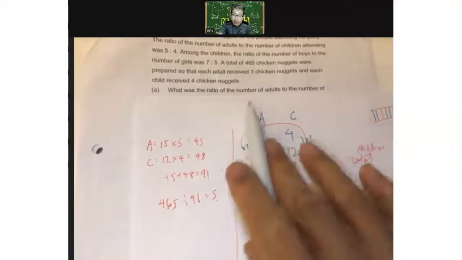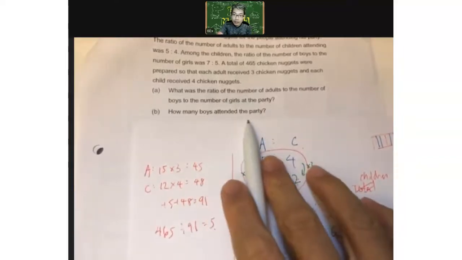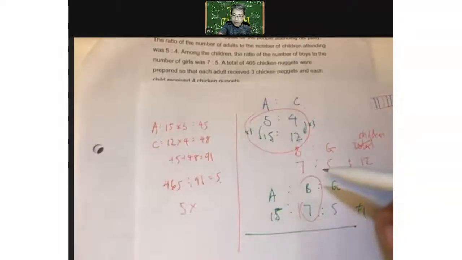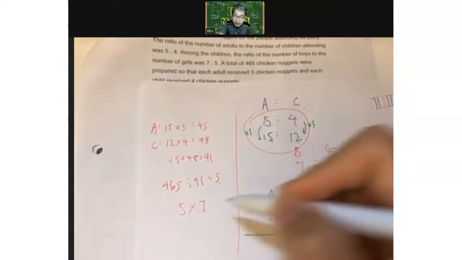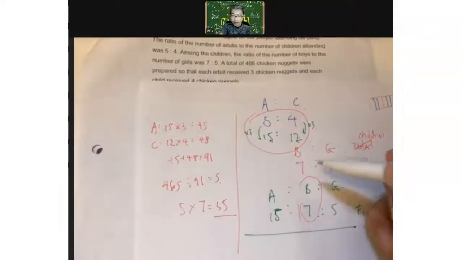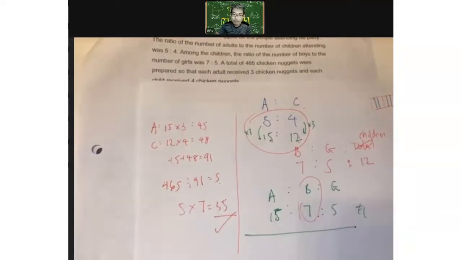So part B is how many boys attended the party? Well, there are 5 groups of children, and there are 7 boys in each group. So there are 35 boys. So that's how you get the answer to the second part.